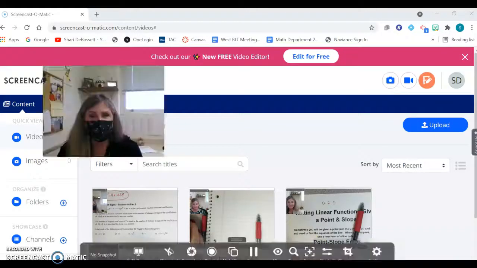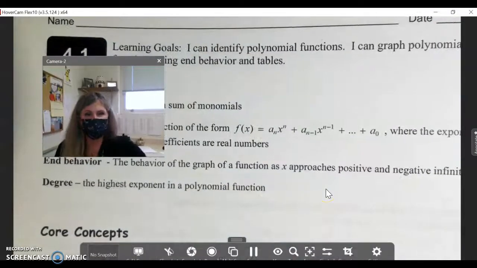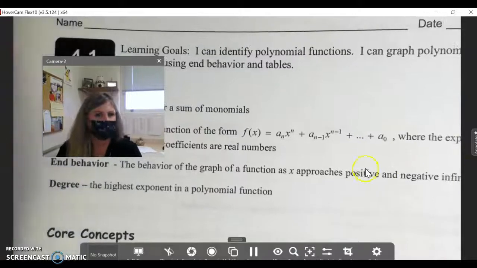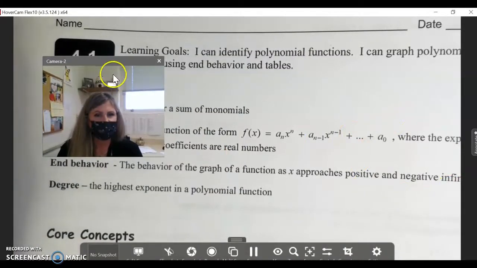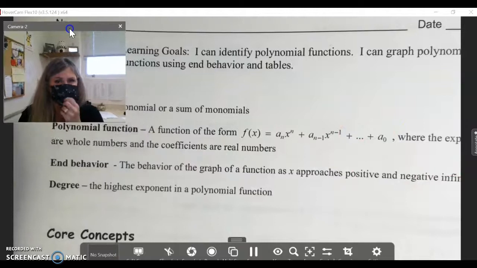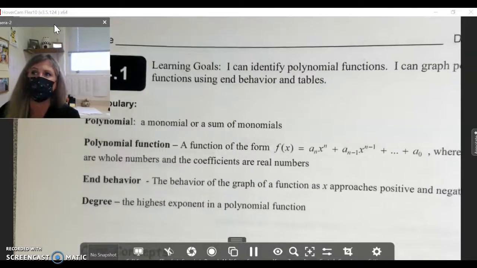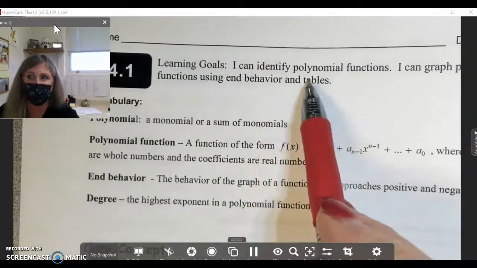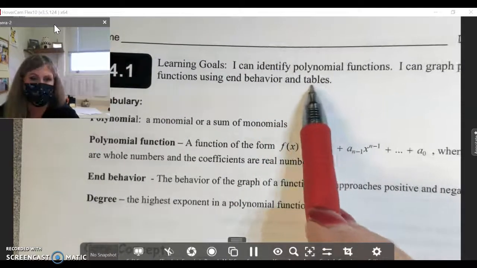Right, so what we are looking at today is some certain types of polynomial functions. We want to be able to identify polynomial functions, we want to be able to graph the polynomial functions, and we want to know what's going to happen with their end behavior. We're also going to take a look at some tables.